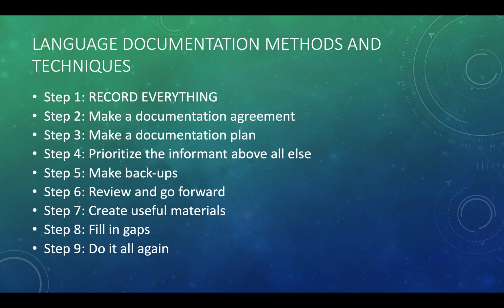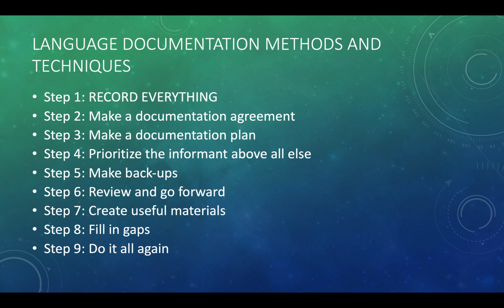Step 1, you want to record everything. Even if you're not using the language, record everything. That way you have a recording, so if something just blurts out, you have that. Step 2, you want to make a documentation agreement. You want to make an agreement with your informant and with the community about everything that they want to happen, that you want to happen, and all be in agreement on that.